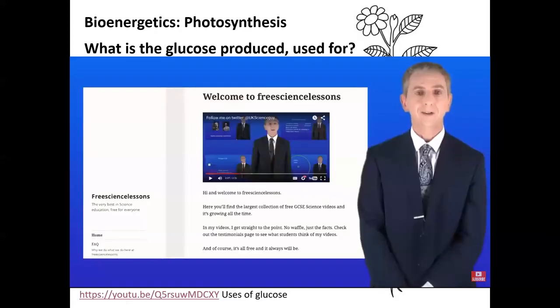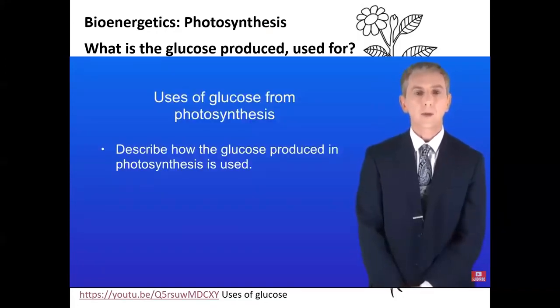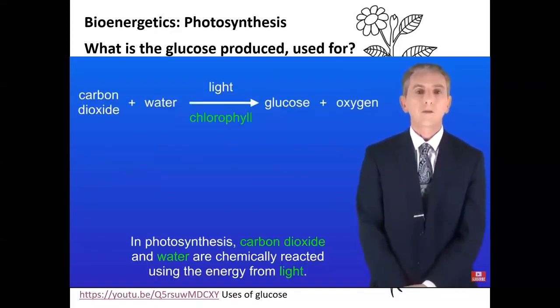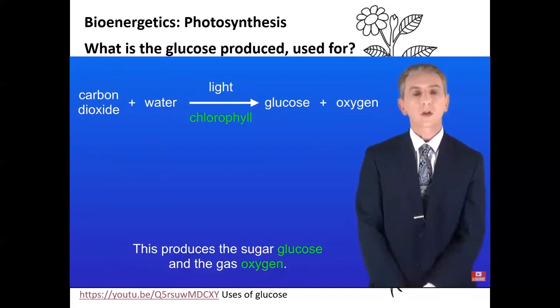Hi and welcome back to freesciencelessons.co.uk. By the end of this video, you should be able to describe how the glucose produced in photosynthesis is used. Over the last few videos, we've been looking at photosynthesis. I'm showing you the word equation for photosynthesis here. Remember that in photosynthesis, carbon dioxide and water are chemically reacted using the energy from light. This produces the sugar glucose and the gas oxygen. In this video, we're looking at the uses of the glucose produced in photosynthesis, so let's get started.